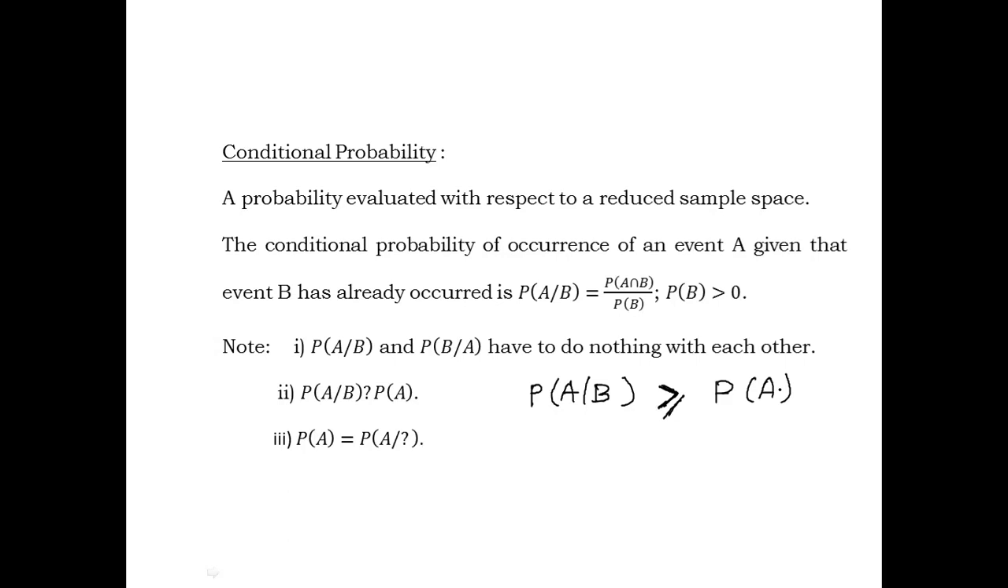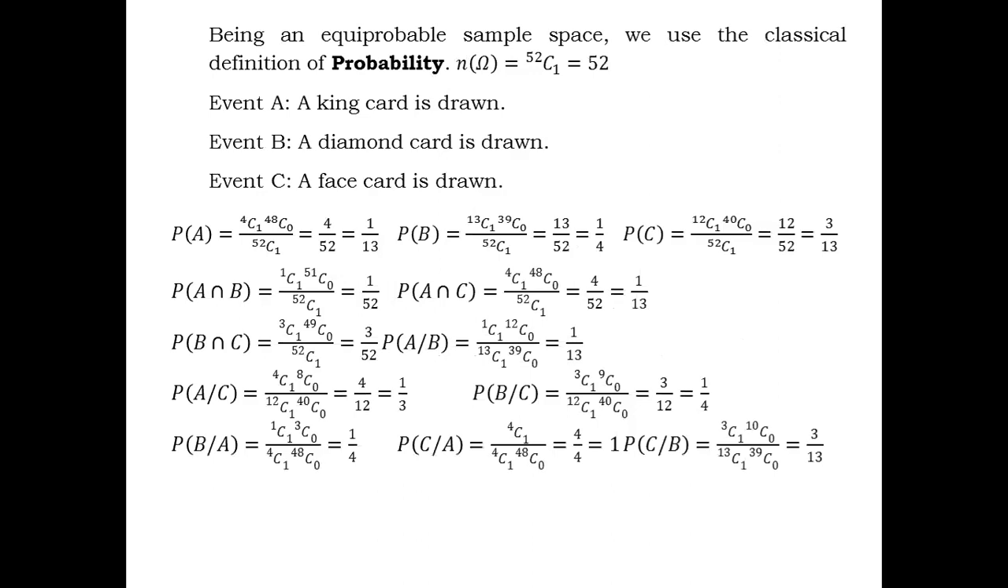You can see here, in case of A and C, probability of A given C is 1 by 3, and probability of A is 1 by 13. So probability of A given C is actually greater than probability of A. Similarly, probability of C given A will be greater than probability of C.